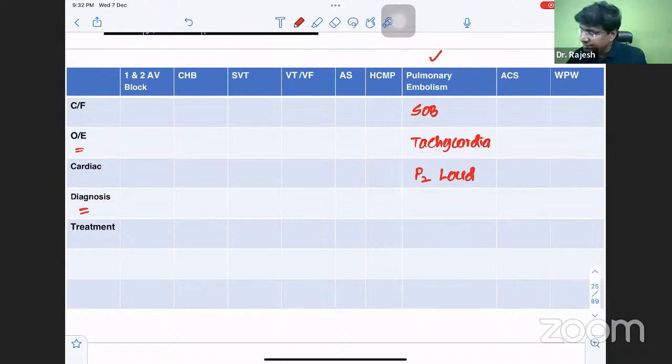The investigation of choice is contrast enhanced CT scan, right? And if contrast enhanced CT scan is unequivocal, if it is not giving proper information, the best investigation will be CT pulmonary angiography, which is an invasive method. And in pregnancy, we cannot use this particular CT scan; there we use the VQ scan, ventilation perfusion scan, which can be done. And apart from these investigations, what are the other very important investigations in pulmonary embolism?